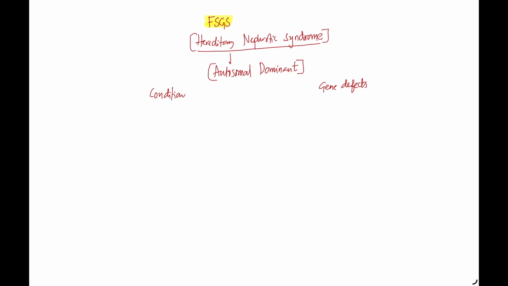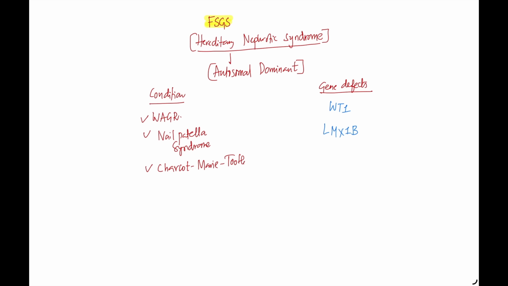Let's see. Now the first condition we're talking about is WAGR syndrome. WAGR syndrome is mental retardation, Wilms tumor, abnormal genitalia. This is because of a gene defect, that is WT1. Next, what we have is nail patella syndrome, and nail patella syndrome is because of the genetic defect LMX1B. And next, the third one is Charcot. You might have heard about it. Charcot Marie Tooth disease, and this is because of mutation in INF2.